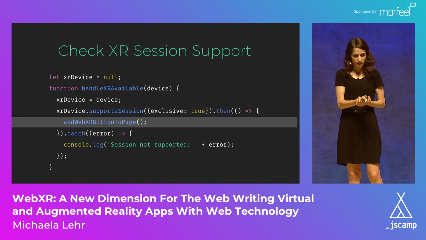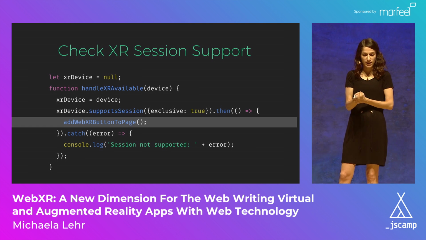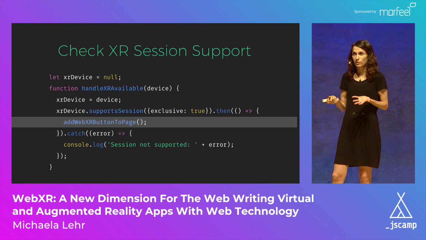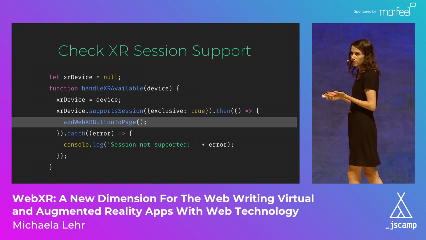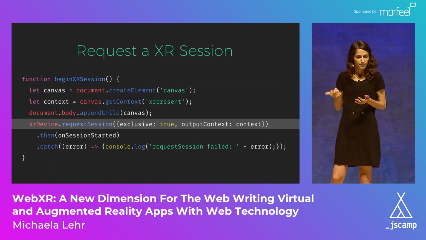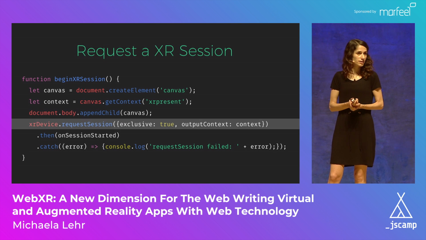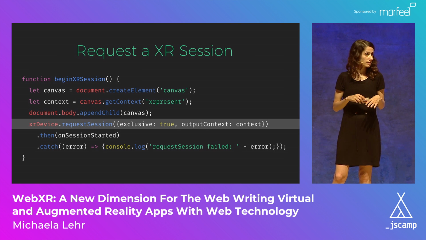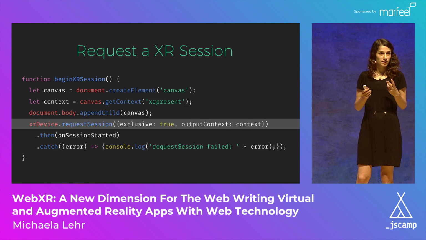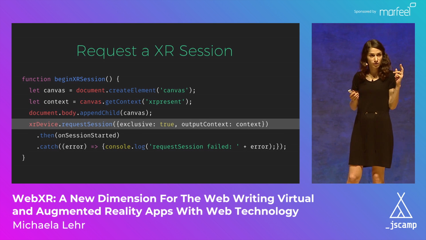Okay, what we did here is then adding a button to the website advertising the VR feature to the user, because at the moment requesting an XR session requires a user gesture to start. And when the user clicks the Start VR button, we can request a session from the XR device with the requestSession method. And this method takes two optional parameters.